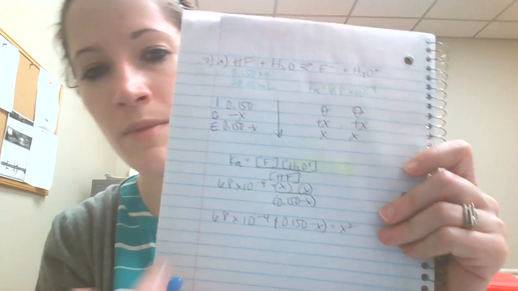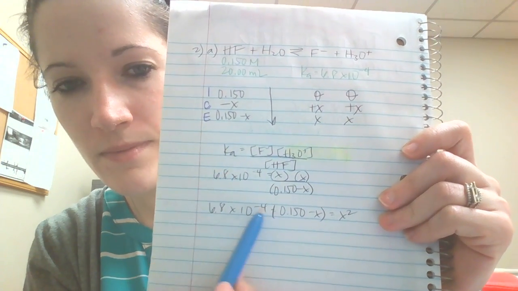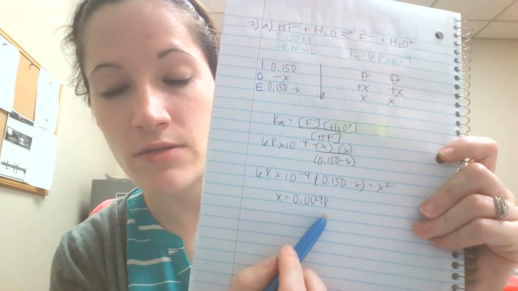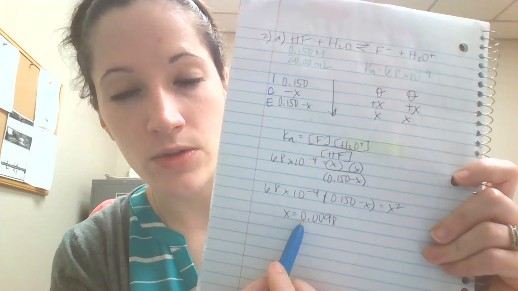And then you have to end up foiling, or not foiling, distributing the denominator of both sides, set equal to x squared. Then you end up doing the quadratic, and so you can pause here and do the quadratic. And then remember, you're going to get down to 2 different options. One of your options should be 0.0098. That's what x is equal to.